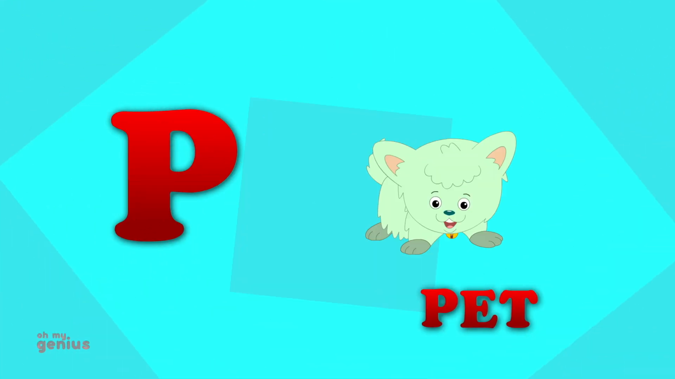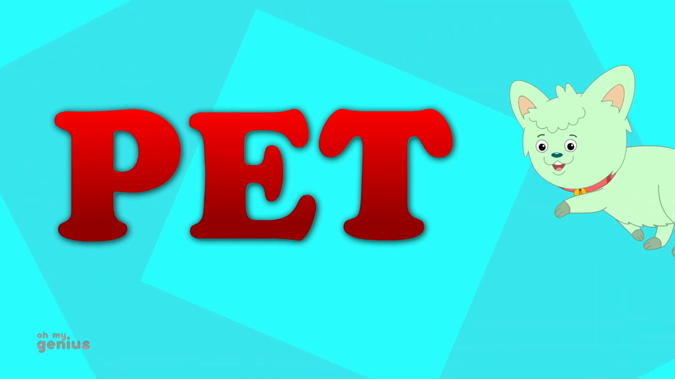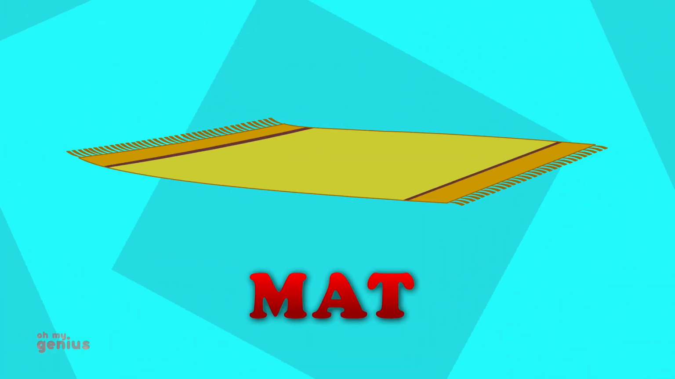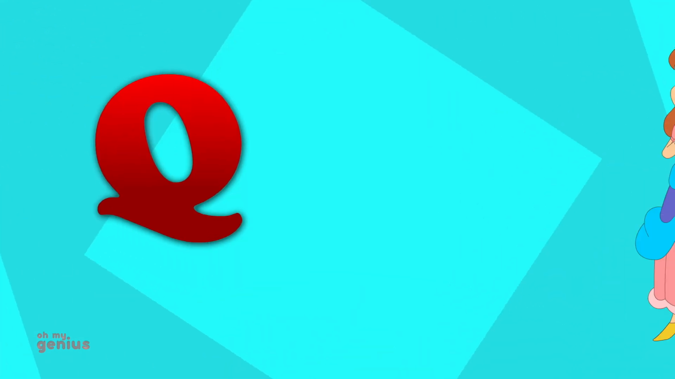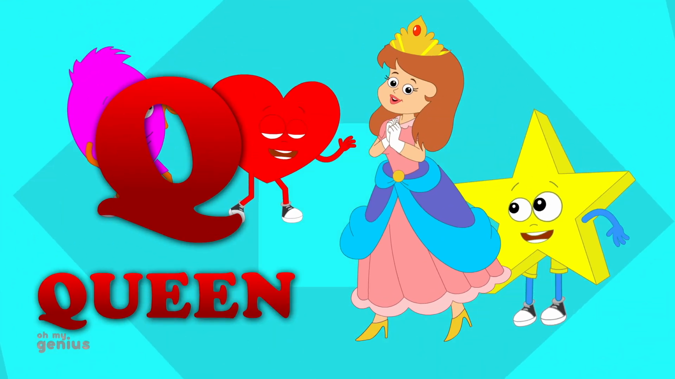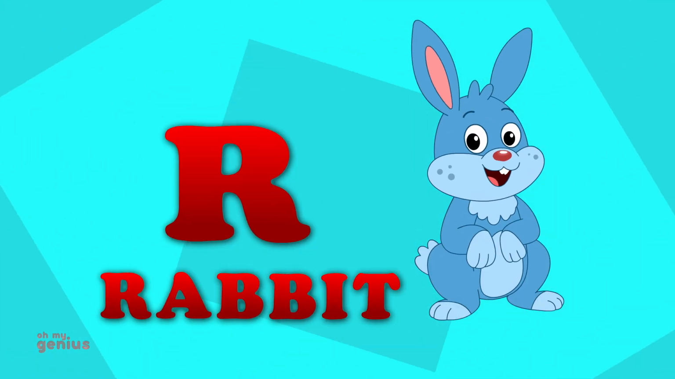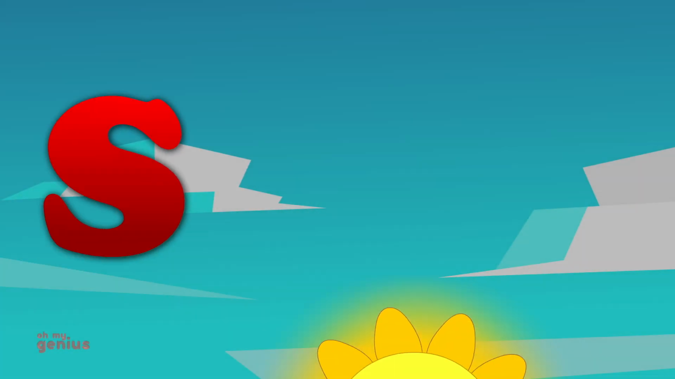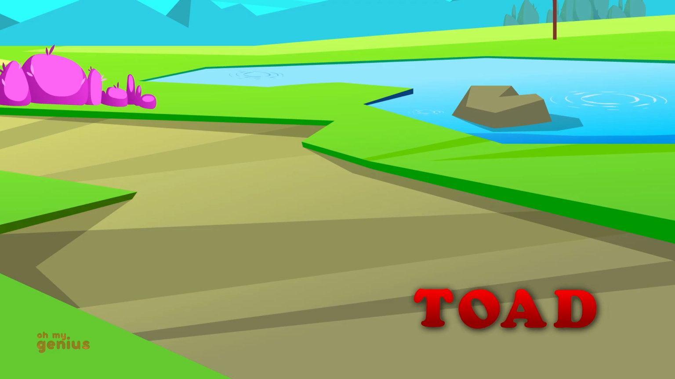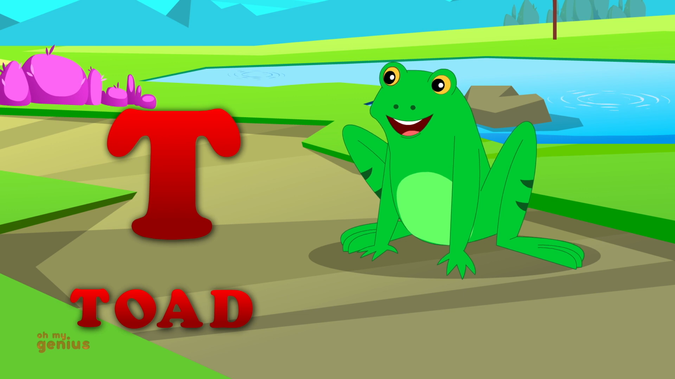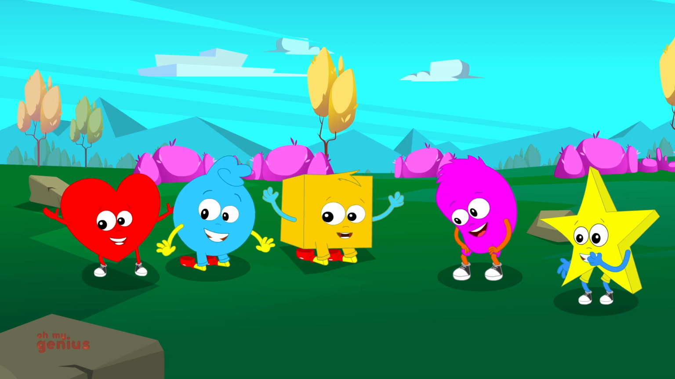orange. P is for pet, pet. Q is for queen, queen. R is for rabbit, rabbit. S is for sun, sun. T is for toad, toad.